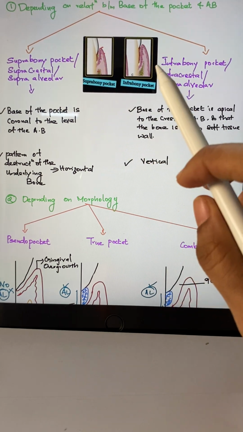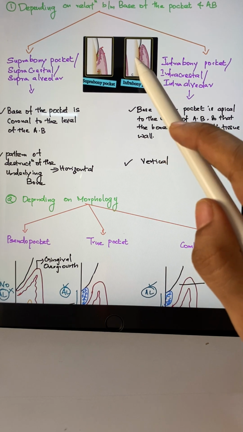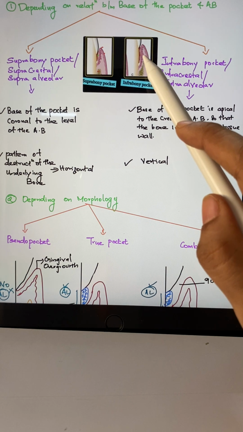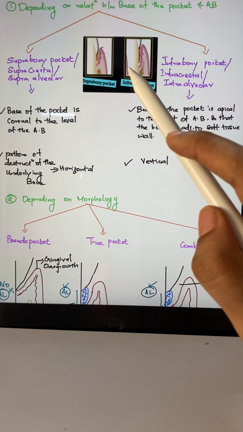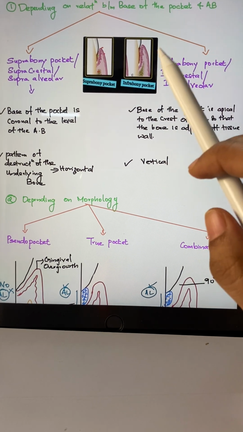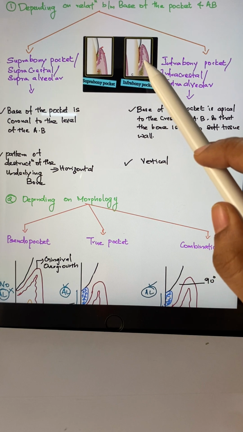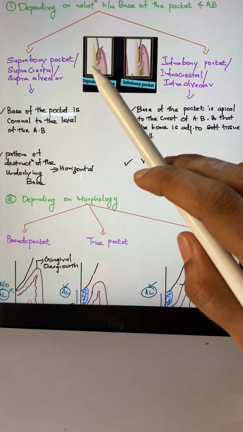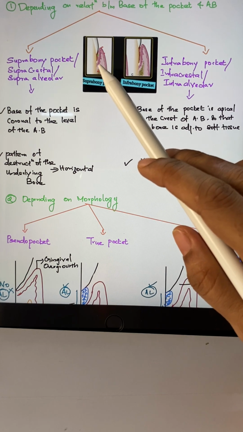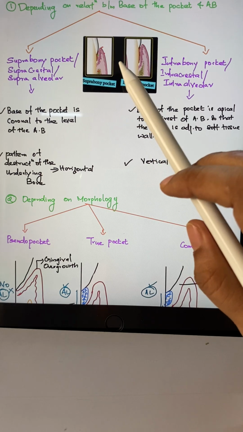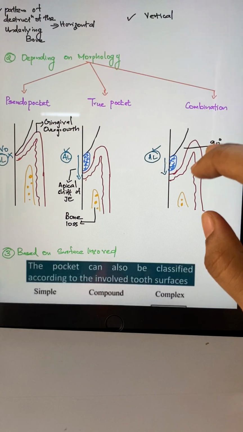But in the case of infra-bony pocket, the base of the pocket is here, but the crest of the alveolar bone is here. So now the crest of the alveolar bone is above the base of the pocket. So that is the case of infra-bony pocket. Moreover, the bone loss usually would be vertical here, but in the case of supra-bony pocket, the pattern of destruction of the underlying bone is horizontal. So this is one type of classification, and the other is depending on the morphology.